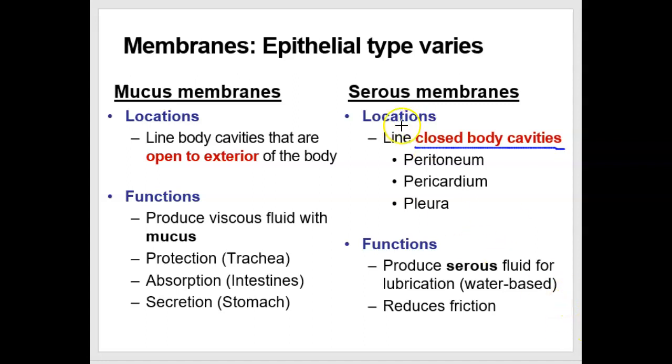So the fluid that's produced by this type of epithelial tissue is called serous fluid, and it's water-based. And this reduces friction. So the peritoneum in the abdominal pelvic cavity, the pericardium in the pericardial cavity surrounding the heart, the pleura in the pleural cavities surrounding the lungs, all make a serous fluid, and that's why they're called serous membranes.